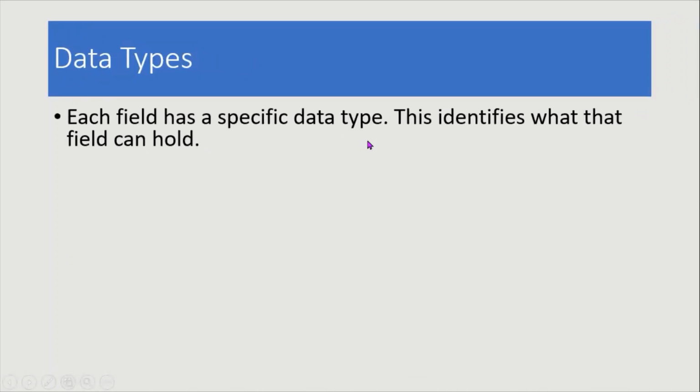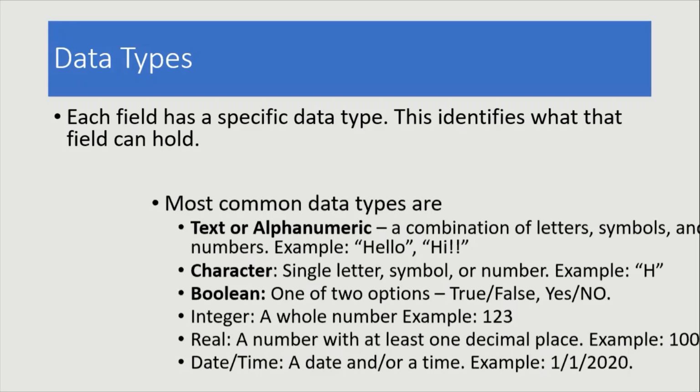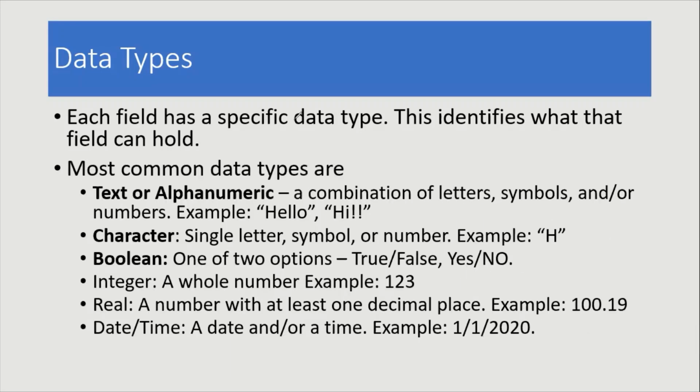So each field has a specific data type. This identifies what data the field can hold. So if the field will be able to hold maybe a text, we don't expect to see another type of data. Or let us assume that we are about to capture the age of a person. We don't expect the age to be a text. We do expect the age to be a number. Or we don't expect the age of a person to be a real number. So these are the most common data types that we have in databases.